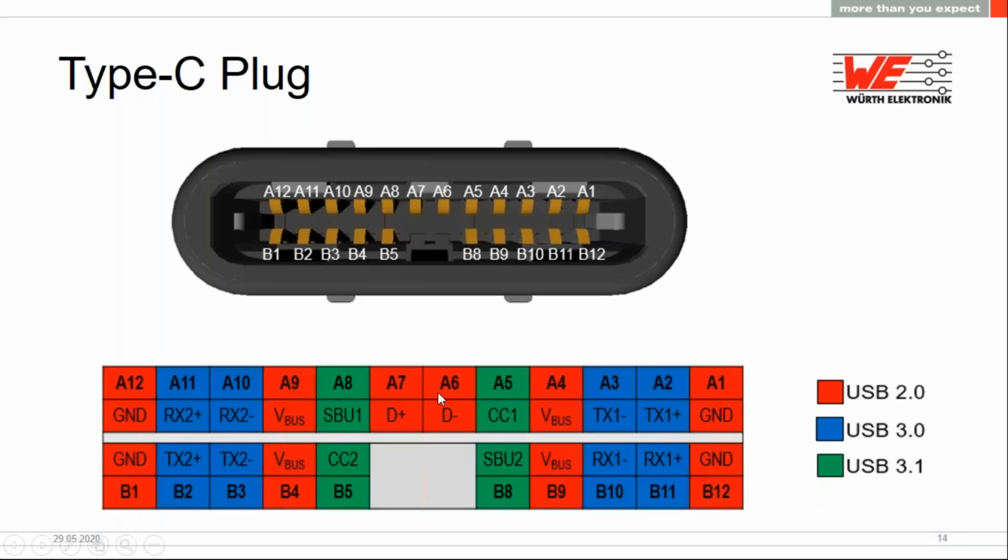Similar to the receptacle, we also have a pin layout for the Type-C plug. And if you notice here, it is a 22-pin plug instead of a 24-pin plug as we saw for the receptacle. The B6 and B7 pins are missing in the plug. Now, if we implement these B6 and B7 pins with a differential pair D- and D+, we are essentially creating a short, and there might not be any data transferred through the connector.